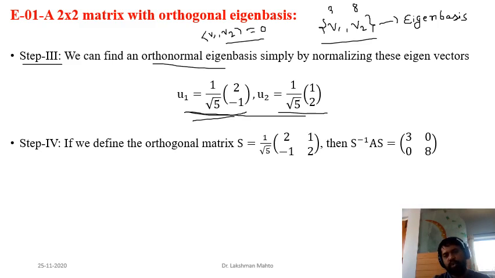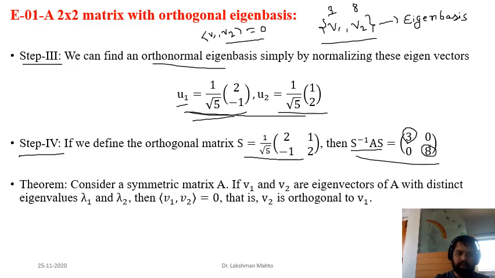Once we have the orthonormal eigenbasis, we construct a matrix S where u1 forms the first column and u2 forms the second column. Definitely this matrix S would be an orthogonal matrix. And when we multiply S inverse with A times S, it would be a diagonal matrix, where the first diagonal entry comes from the first column of S. What is the first column of S? It is u1, which comes directly from v1, and v1 is associated with 3. That's where we observe 3 here. Similarly, the second diagonal element is 8. So that is the concept. In step 4, we can directly get a diagonal matrix by doing this operation.